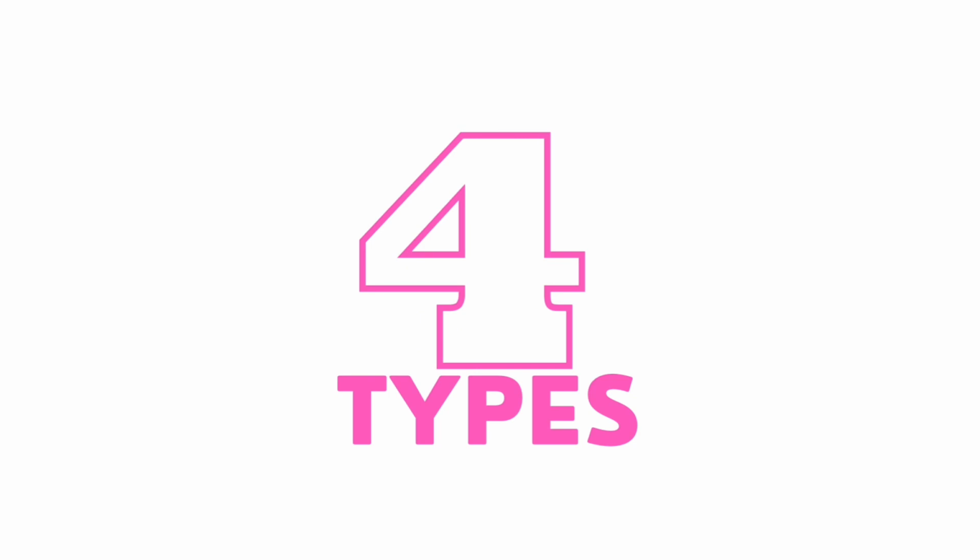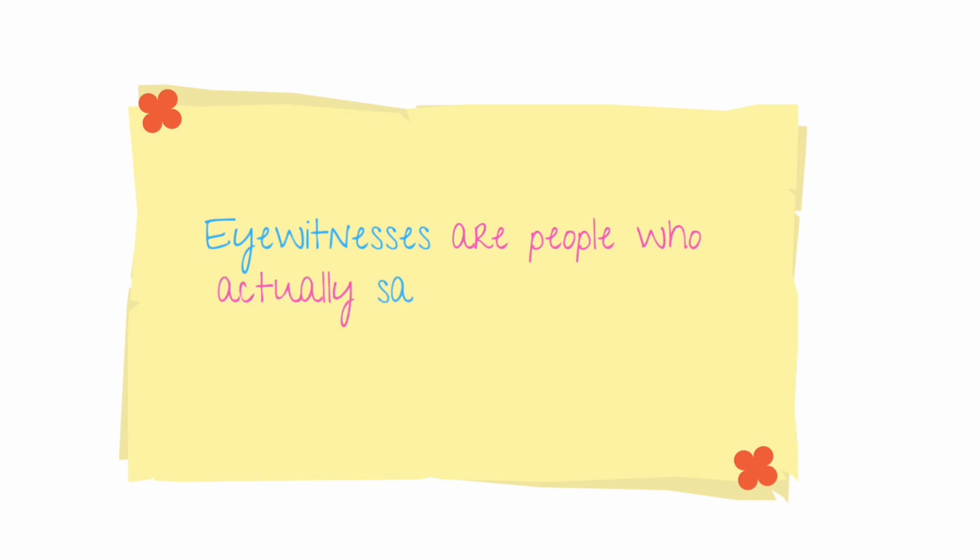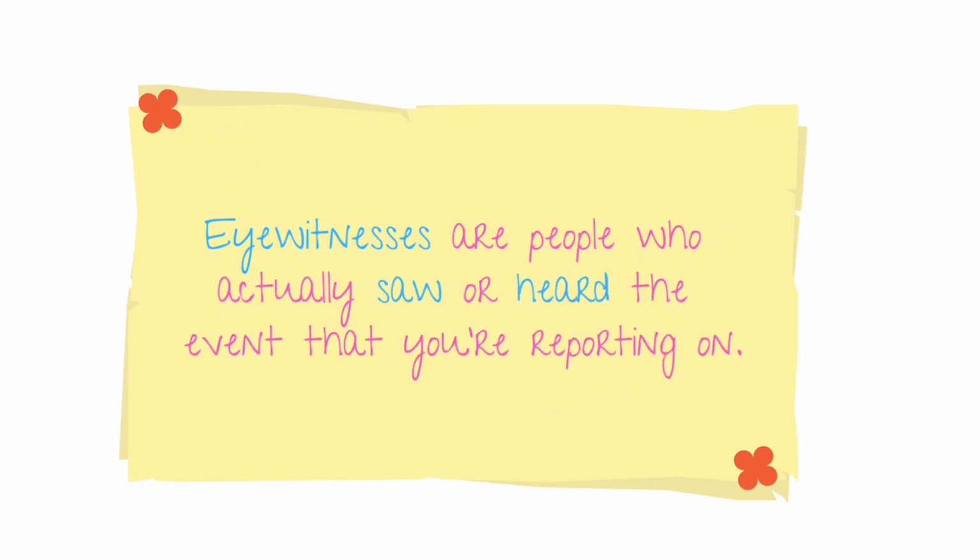There are four main types of sources that you can interview. First, we have the eyewitnesses. They are people who actually saw or heard the event that you are reporting on. They can provide you first-hand information about that event.